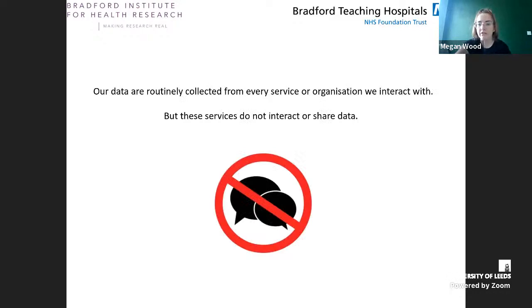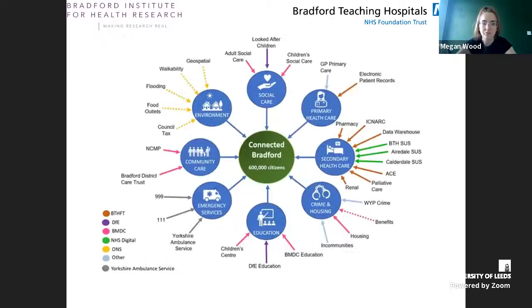So over the course of our lifetime, we interact with many different services. This can be health visitors as an infant, working our way through the education system, visiting our GP when we're sick, being the victim of crime, or being admitted to a care home when we're elderly. And each time we interact with one of these services, our data are routinely collected. However, these services often work in silos, and data from each of these organisations are not shared or connected, nor do they often interact.